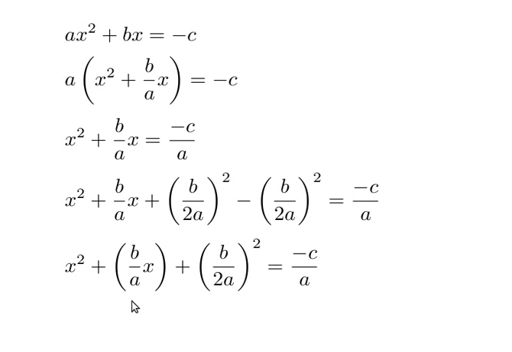While I'm at it, I'm going to distribute this squared. So we're going to have b squared over 2a squared, which will be 4a squared.